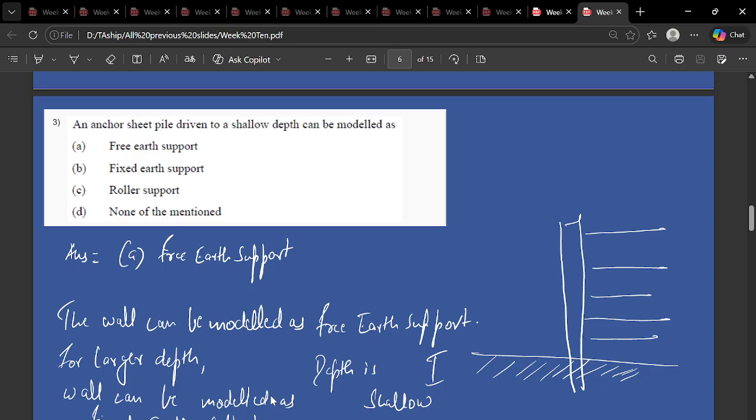And also, how can you model the anchored sheet pile wall? We can see that the sheet pile wall basically resists the pressure coming from the soil by utilizing the capacity offered by the soil in which it is embedded. When it has a very low embedment depth, we can almost see that the sheet pile wall is moving, so we can consider that as a roller support condition.